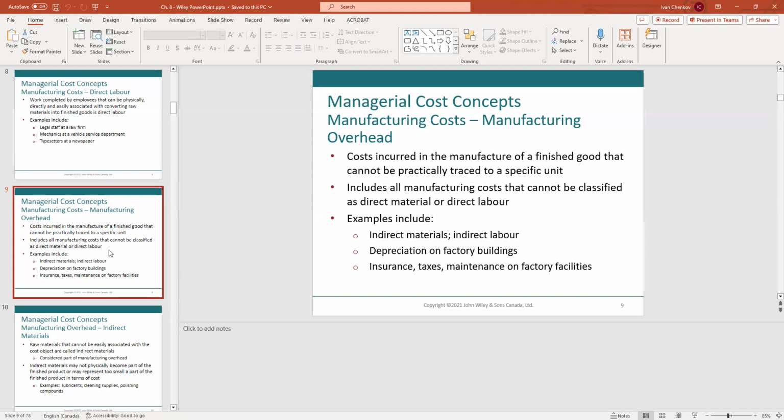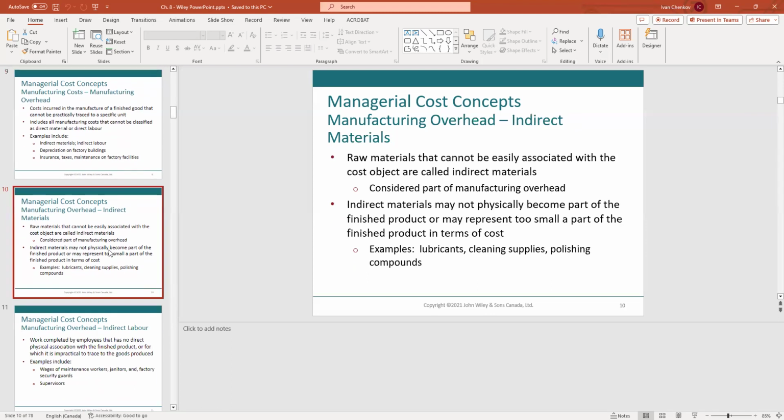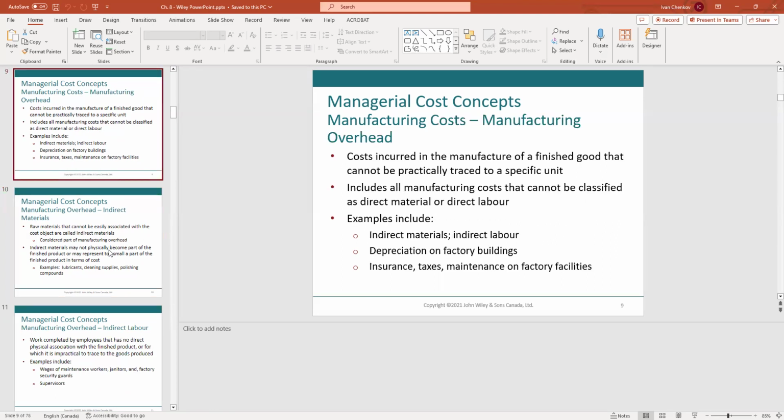So how we should look at this is that direct cost is always direct material and direct labor. Indirect cost will be the raw material that cannot be easily traced, but is used in our product. What else is used in our product?